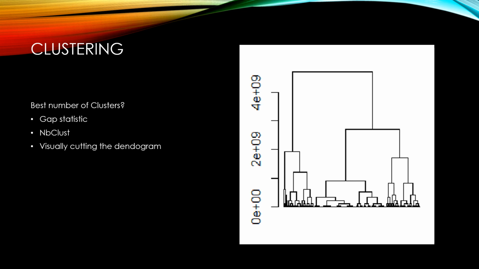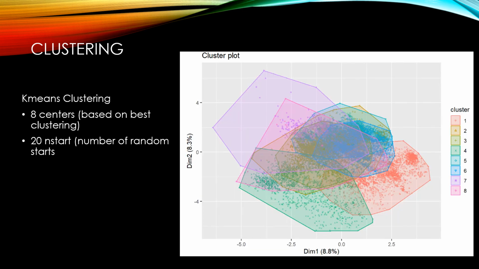And ultimately, I decided on 8 clusters. I started with my k-means clustering, so I picked 8 centers and then I did 20 random starts. So how k-means clustering works is it picks 8 random center points, and at that point it assigns all the different data values to those centers. And then within each one of those clusters, it finds the center of that cluster.